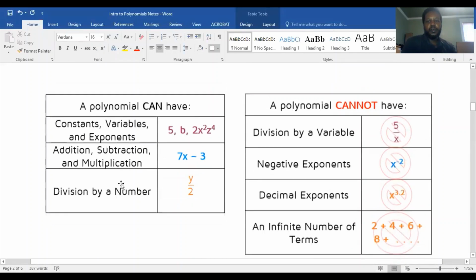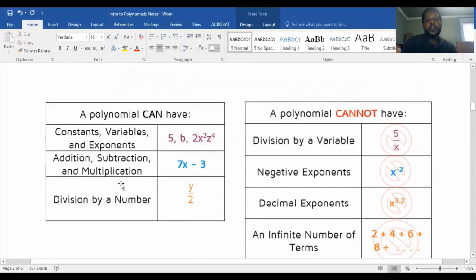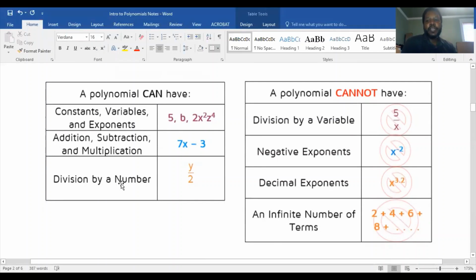All right. So let's talk about what a polynomial can have and what it cannot have. A polynomial can have a constant, which is just a number, right? It can have a variable, and it can have exponents. A polynomial can have addition, subtraction, and multiplication, right? A polynomial can also have division by a number, right?